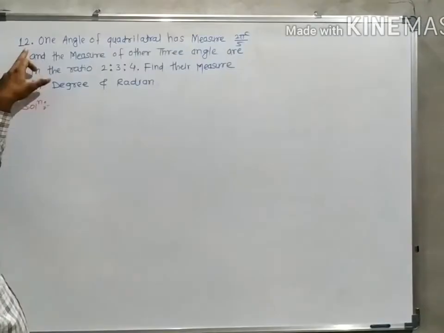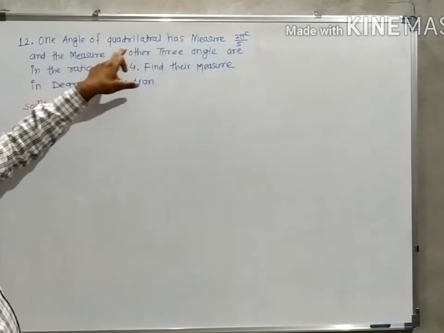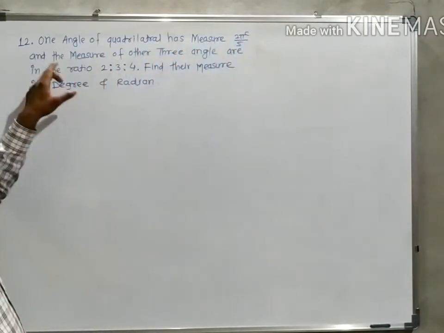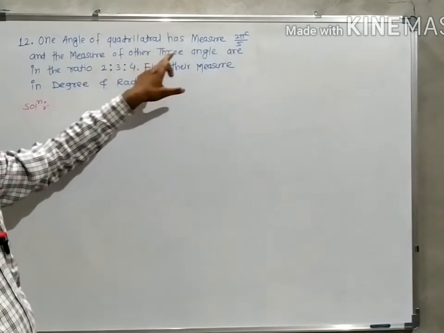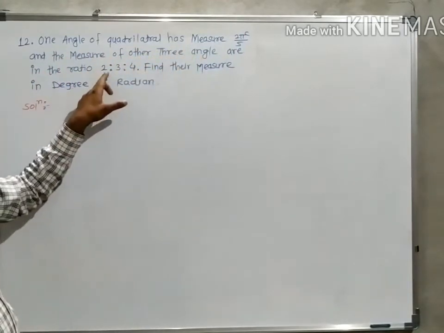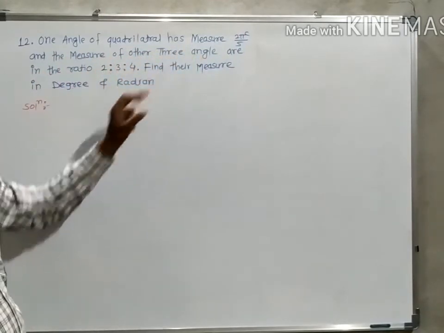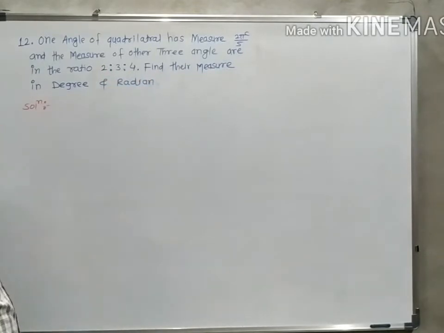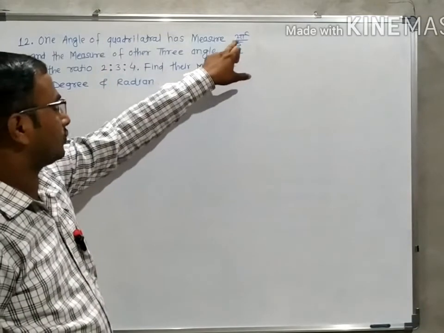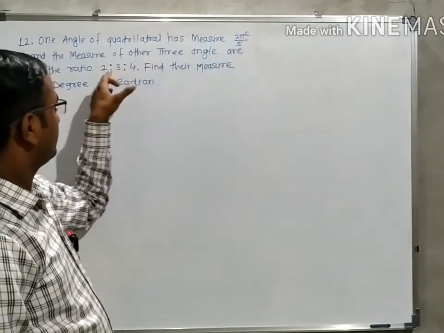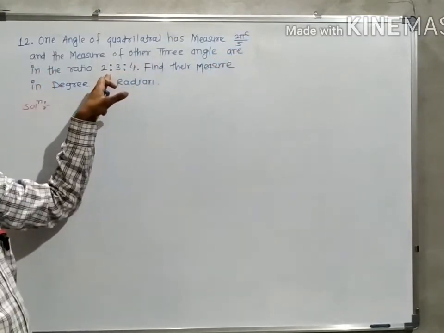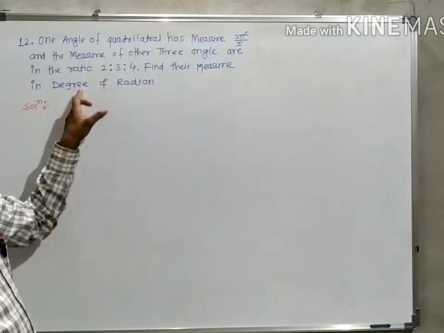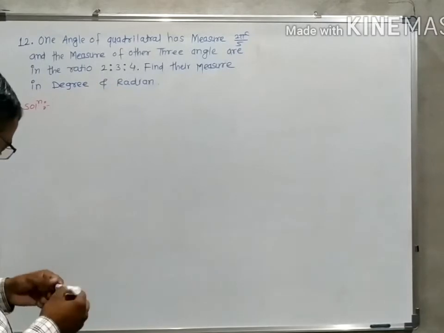Number 12. One angle of a quadrilateral has measure 2 pi by 5 radian, and the measures of the other three angles are in the ratio 2:3:4. Find their measures in degree and radian. So it is a quadrilateral, the first angle is 2 pi by 5 radian, and the other three angles are in the ratio 2:3:4. Find the measure in degree and radian. So this is the solution.